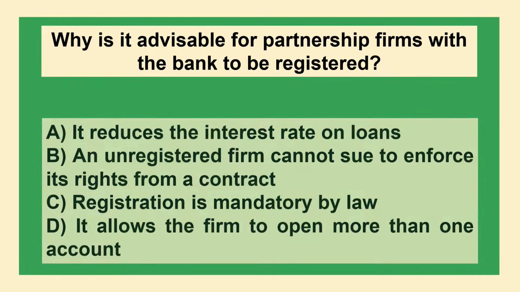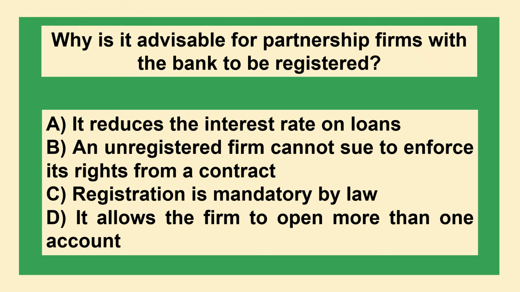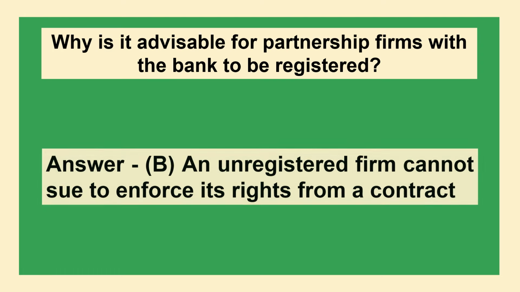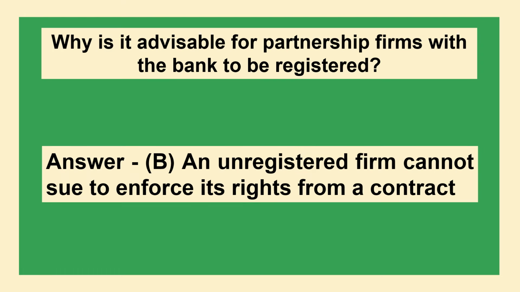Next question is why is it advisable for partnership firms with the bank to be registered? Option A it reduces the interest rate on loans. Option B an unregistered firm cannot sue to enforce its right from a contract. Option C registration is mandatory by law. Option D it allows the firm to open more than one account. And the correct answer is option B an unregistered firm cannot sue to enforce its right from a contract.